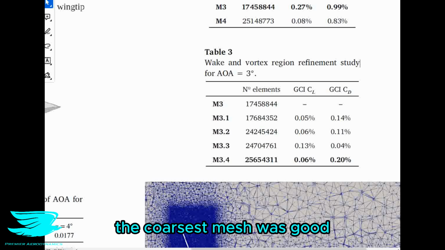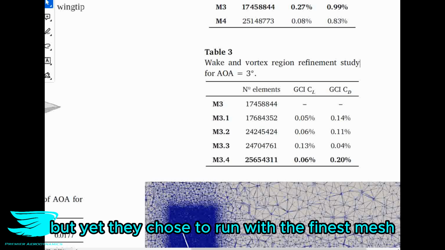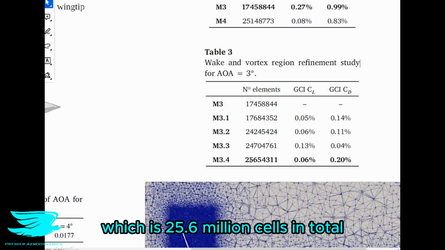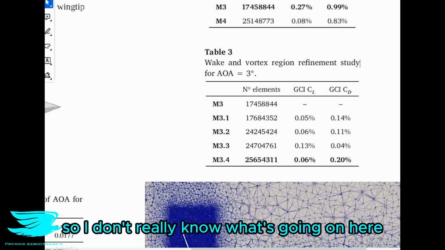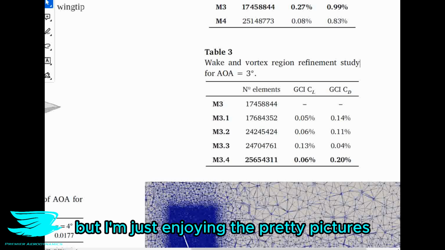So again, the coarsest mesh was good, but yet they chose to run with the finest mesh, this M3.4, which is 25.6 million cells in total. So I don't really know what's going on here. It's kind of like I'm watching Eurovision. I don't know what's going on, but I'm just enjoying the pretty pictures.